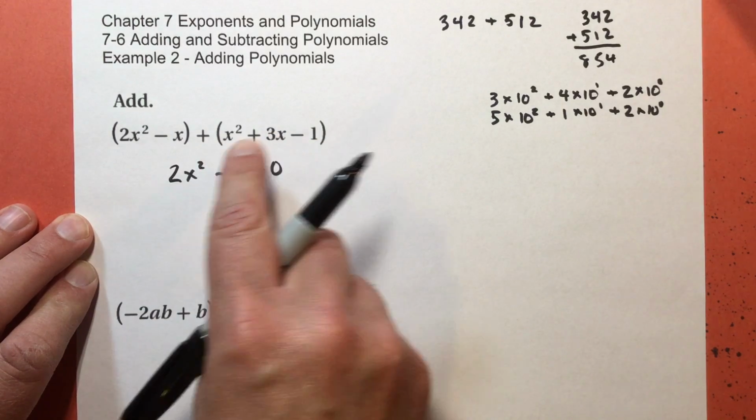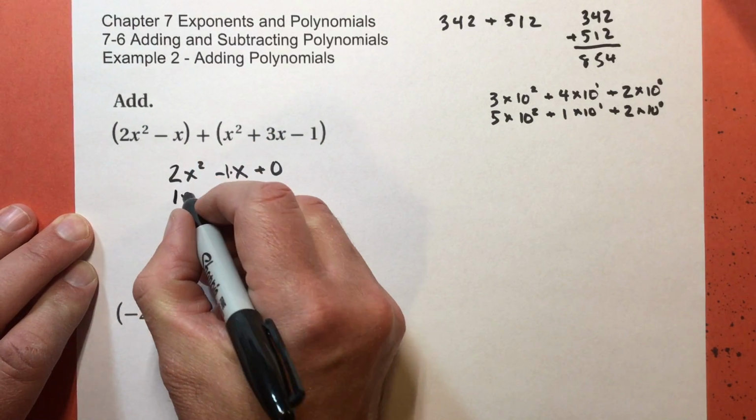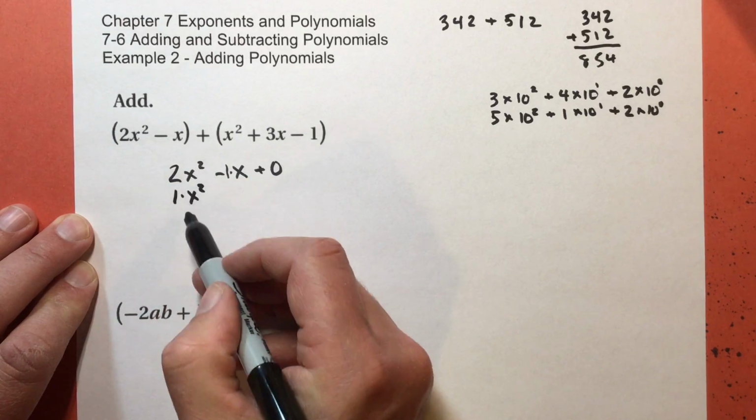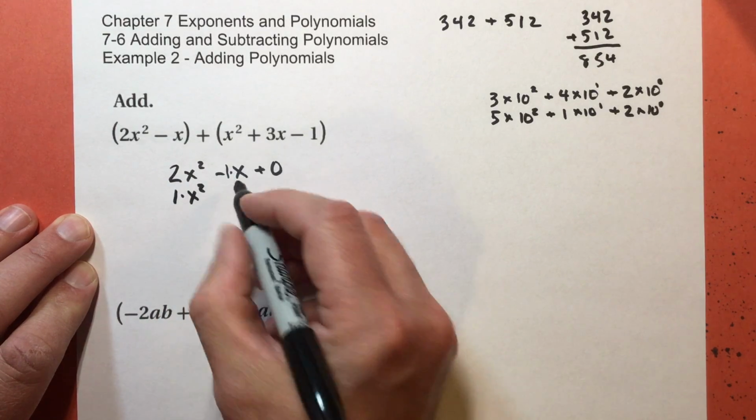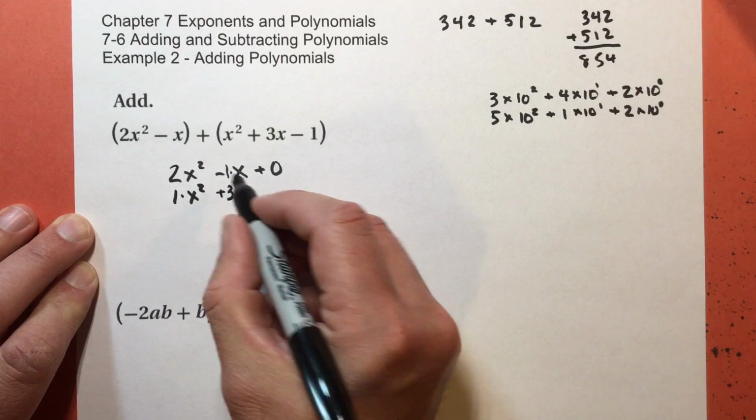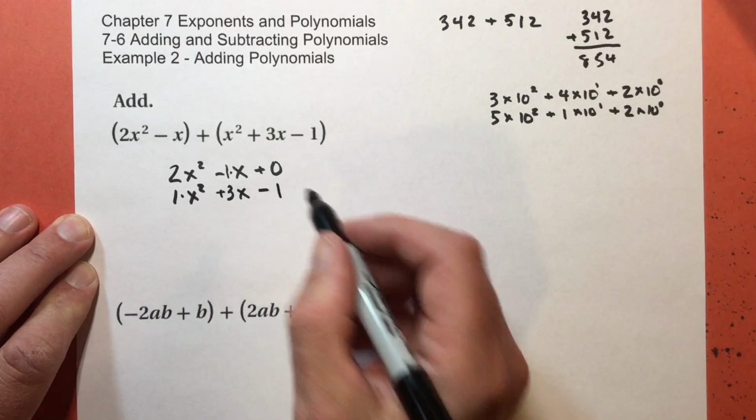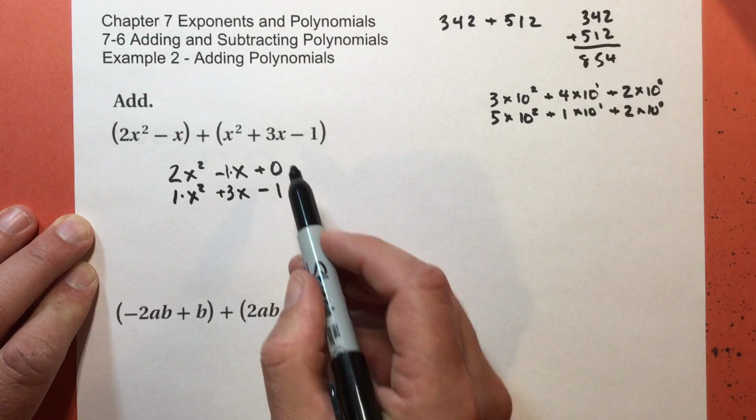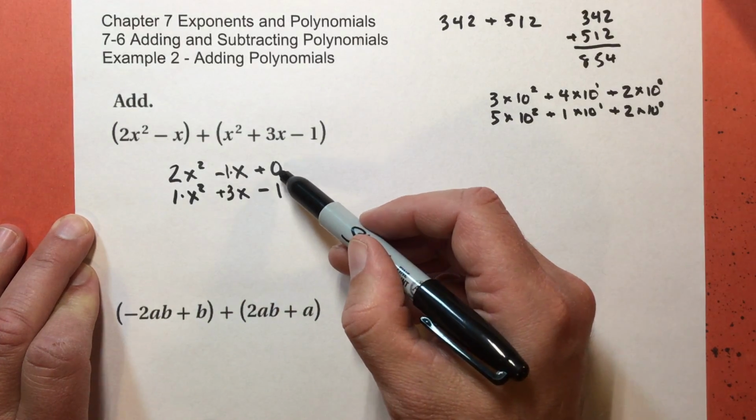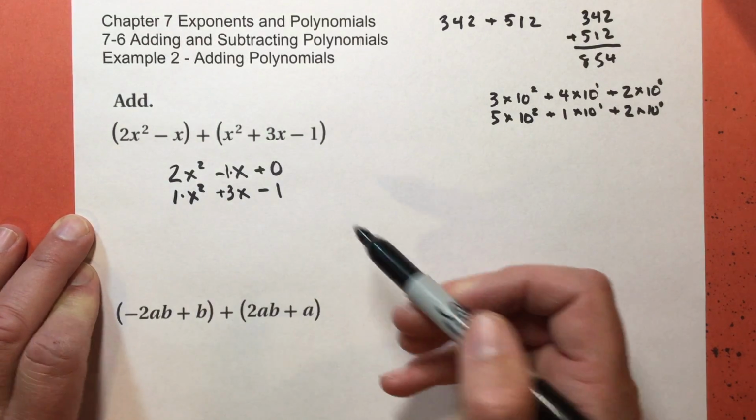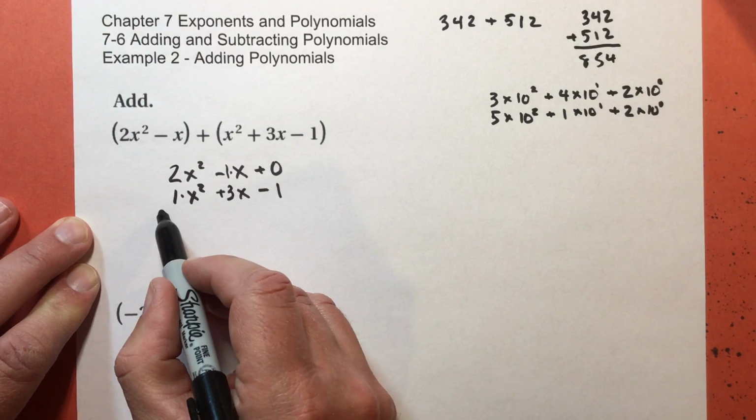For the other one, I have 1x to the second power. I'm going to put it right below the 2x to the second power. I've got 3x, put it right below the negative 1x. And I got the subtract 1, put that right below the 0. I didn't have to write the 0, but I put it in there so you can see how everything lines up. You'll see me do that for all these problems.